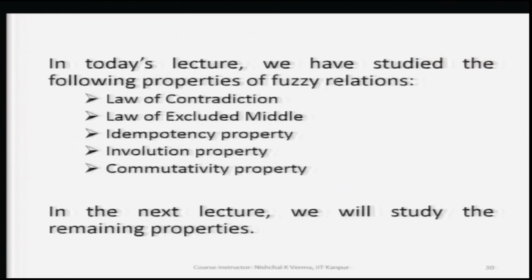So, in today's lecture we have studied the following properties of fuzzy relations: the law of contradiction, the law of excluded middle, idempotency property, involution property and the commutative property. We will stop here, and in the next lecture we will study the remaining properties which I have shown in this lecture in the previous slides.